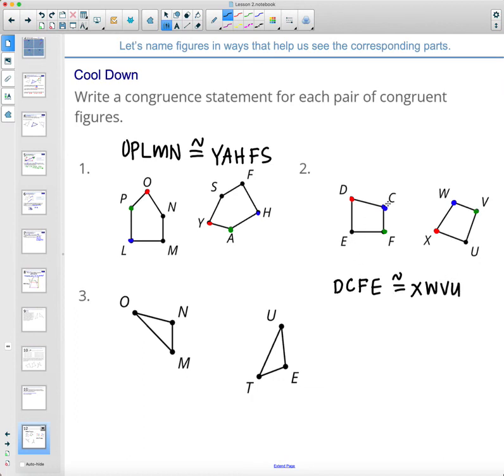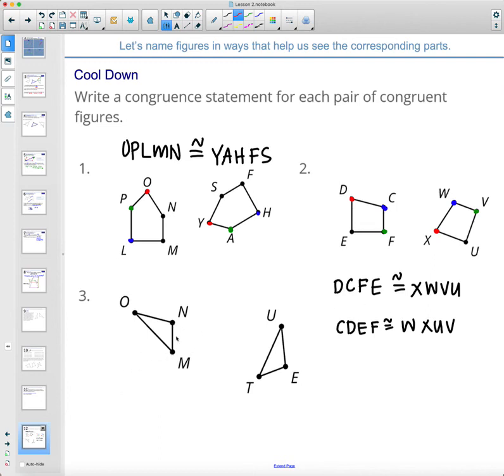I also could have started with C. I could go C, D, E, F. The one that went with C was W, with D was X, with E was U, with F was V. Both of these are correct. That doesn't matter. Just make sure that they're matched up with their image.